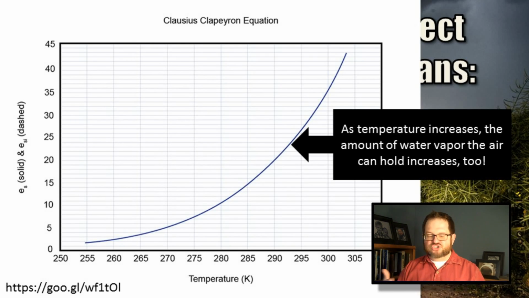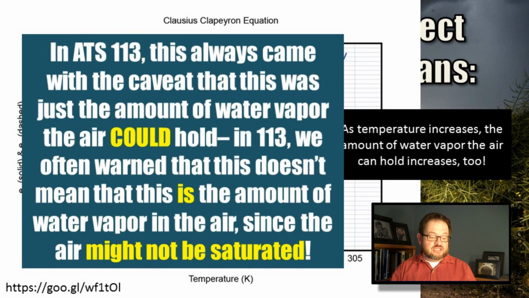I mean, that's just the nature of the Clausius-Clapeyron equation that we used even in ATS-113. We didn't look at the equation, but we understood what it meant. In fact, that graph in the background there is reproduced in a prettier way in the intro textbook. So in ATS-113, this always came with the caveat that this was the amount of water vapor the air could hold. Because in ATS-113, we often warn that that doesn't necessarily mean that this is the amount of water vapor in the air, since the air may or may not be saturated.